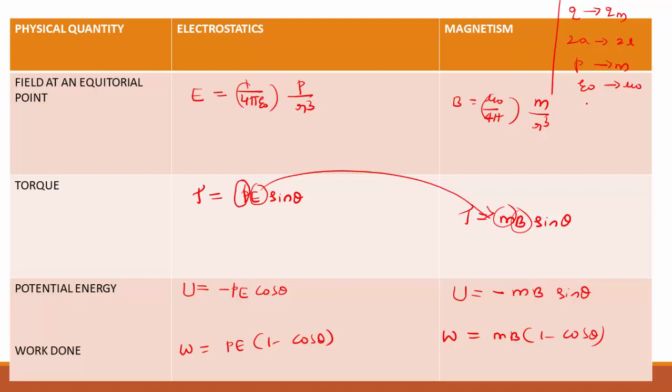This is the only difference. Then 1 divided by 4 pi epsilon naught becomes mu naught divided by 4 pi, and instead of electric field we substitute the magnetic field. This is the analogy between the electric dipole and the magnetic dipole.